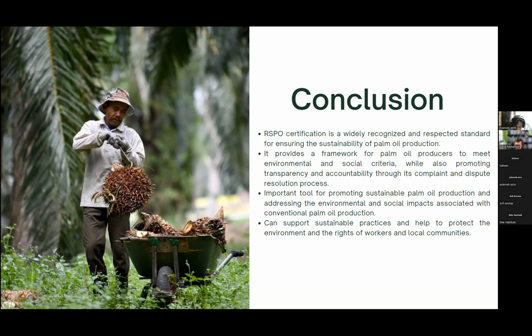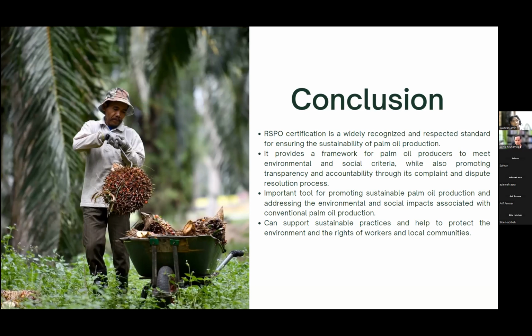Okay, if there's a question, I'll ask you, Shazwan. Shazwan, how is RSPO different from MSPO, like Azima presented last week? How is it different? Are they similar or different?